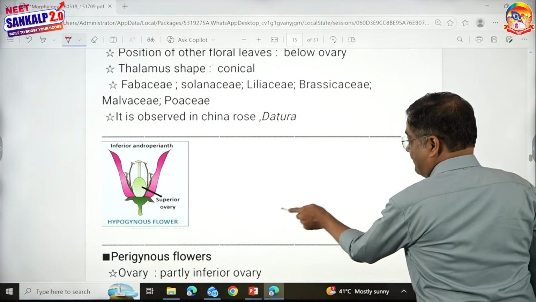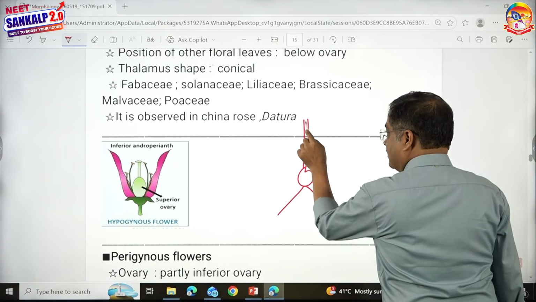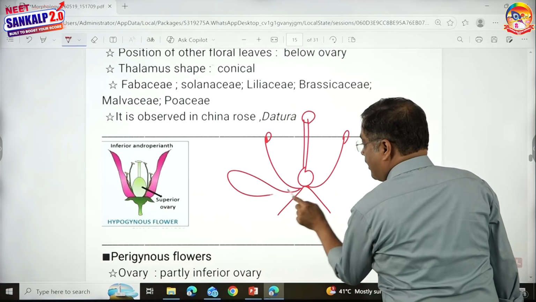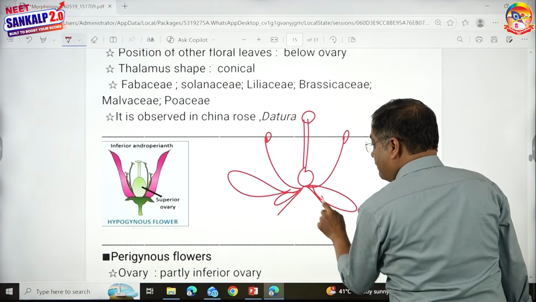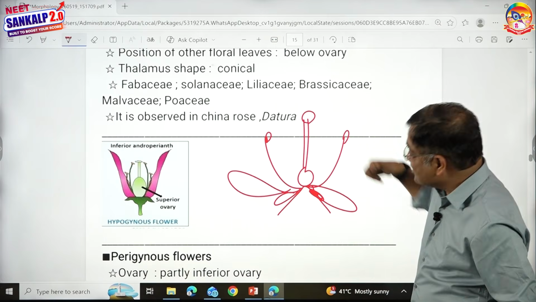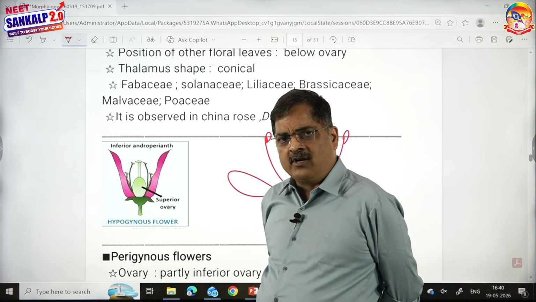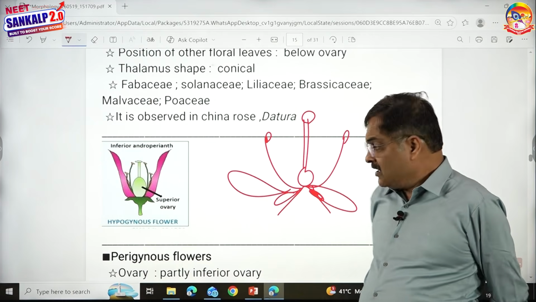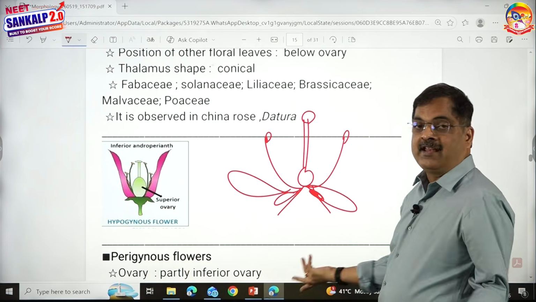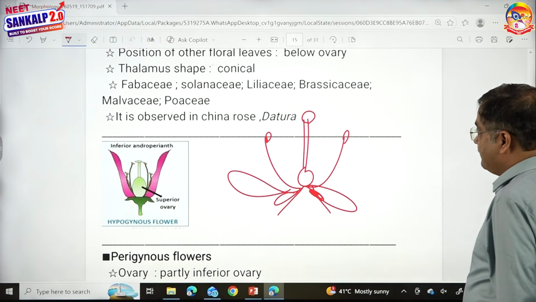Look here. The thalamus is conical. All right. The ovary arises from here, and the remaining floral members arise below the ovary. Don't look here, below. Such types of flowers are called hypogynous. A little misleading word. Hypo means below, gynous means gynoecium. The remaining floral members or leaves are present below the gynoecium, with the ovary superior. Such types of flowers are called hypogynous.